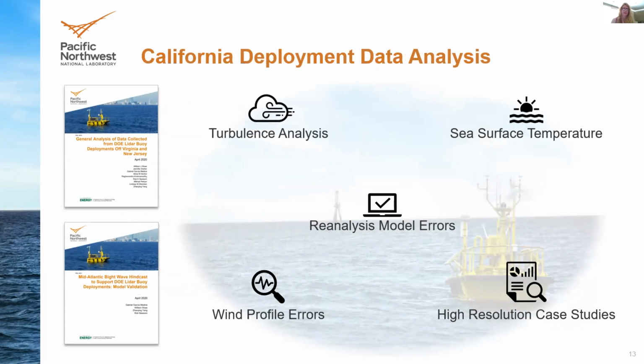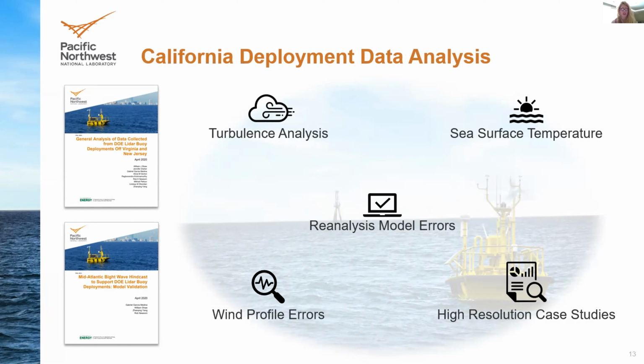In terms of what type of data analysis we're going to be doing with the data that we collect from California, again, Raghu and Mike and Gabriel talked about a lot of these things. We're going to be doing a turbulence evaluation based on the LiDAR and surface data. We're going to look at conventional wind profile errors. We're going to look at sea surface temperature variation over the deployment period. We're going to do a reanalysis.